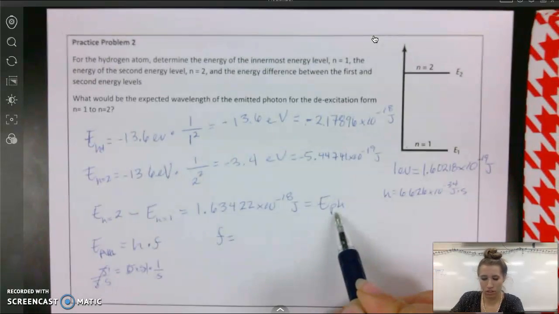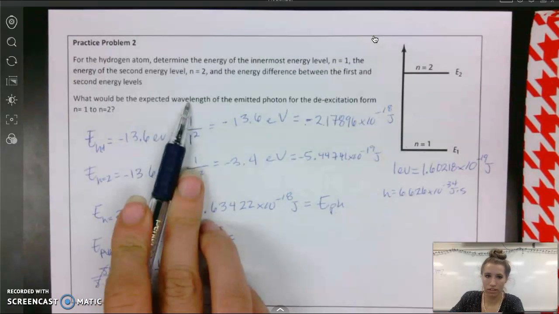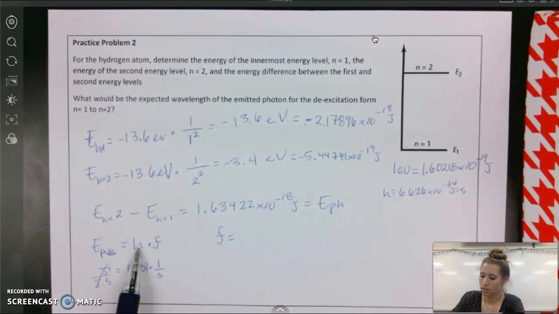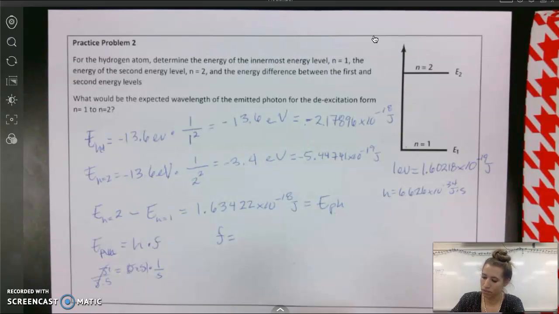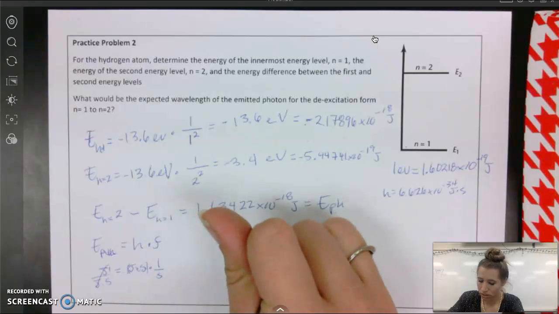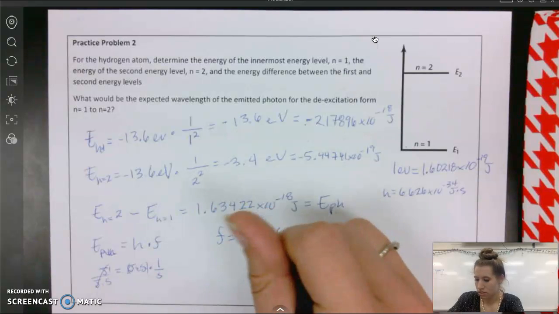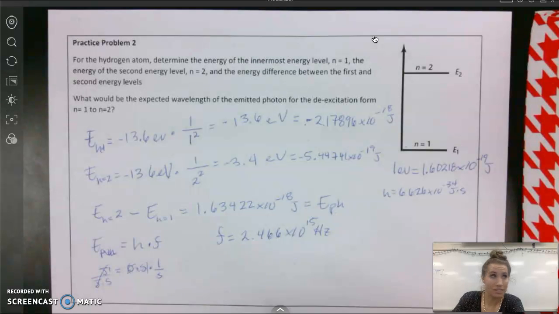This is also the energy of the photon. If I want to figure out the frequency so that I can then get to the wavelength, I will divide by that constant. And when I take this energy divided by that constant, it gives me a frequency of 2.466 times 10 to the 15th hertz. And that makes sense because light is around the range of times 10 to the 14th, right? So we're in that range.